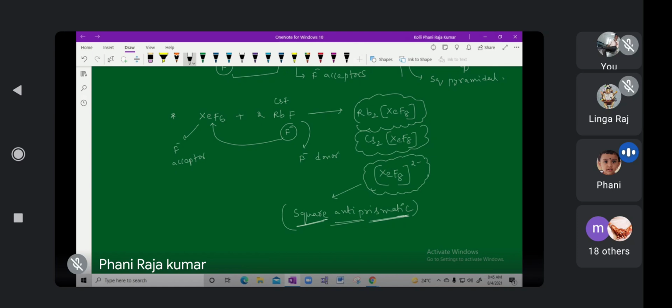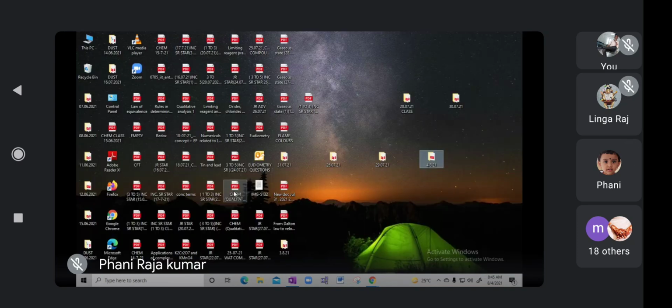Square antiprismatic means in the middle we have xenon, top 4 fluorines, bottom 4 fluorines. Center xenon, top 4 fluorines, bottom 4 fluorines. XeF8 2 minus, the structure is called square antiprismatic structure. One minute, I will show.